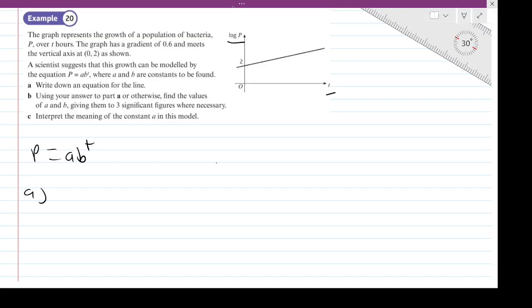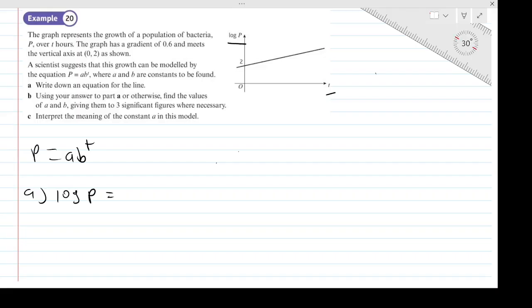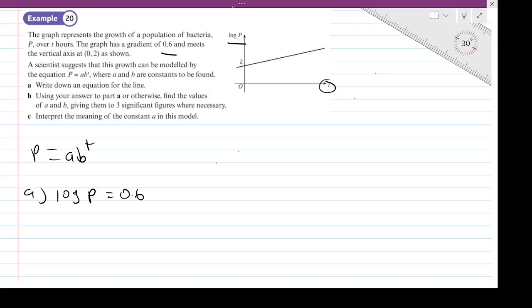First of all, it says write down the equation for the line. This line here is literally just y is mx plus c. But here we don't have y, we have log p. So log p is going to be mx plus c, but m, the gradient, firstly, is 0.6, so it's going to be 0.6, well, not x, but t. T is on the x-axis. And then add the log p-intercept of 2.